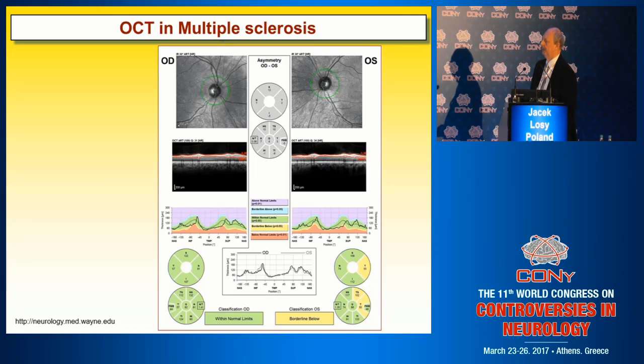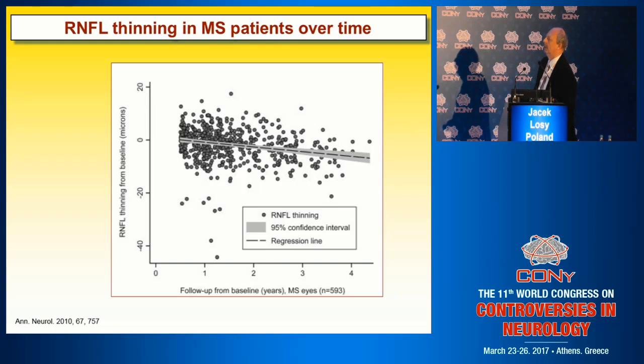The last one, which was also previously presented, shows you normal and subnormal thickness, and here the yellow color presents the region where the thickness is below normal values, contrary to the other parts of the eye.